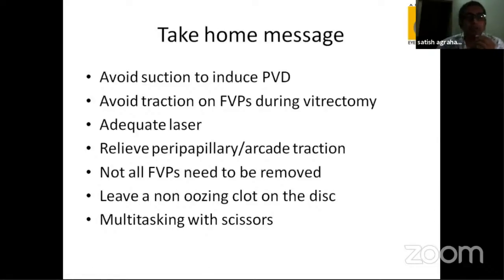And not all FEPs need to be removed. On the disc, you can leave a fair amount of non-oozing clot on the surface of the disc, which will also act as a tamponade. And scissors can also be used as a multitasking tool.